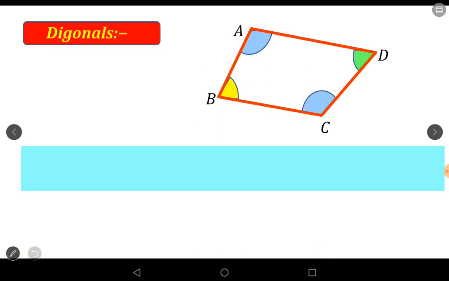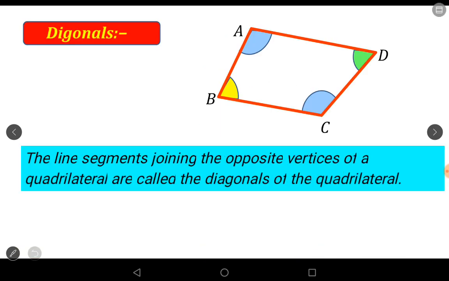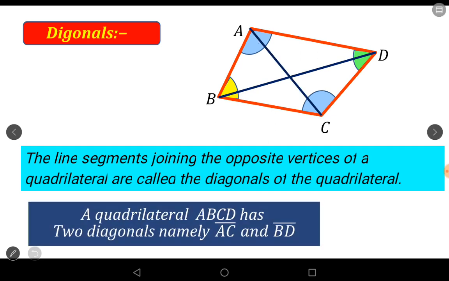Diagonals. What is a diagonal? The line segments joining the opposite vertices of a quadrilateral are called the diagonals of the quadrilateral. In quadrilateral ABCD, A and C are opposite vertices, and B and D are opposite vertices. Joining these gives AC and BD. These are the two diagonals of the quadrilateral. Okay. Next one.